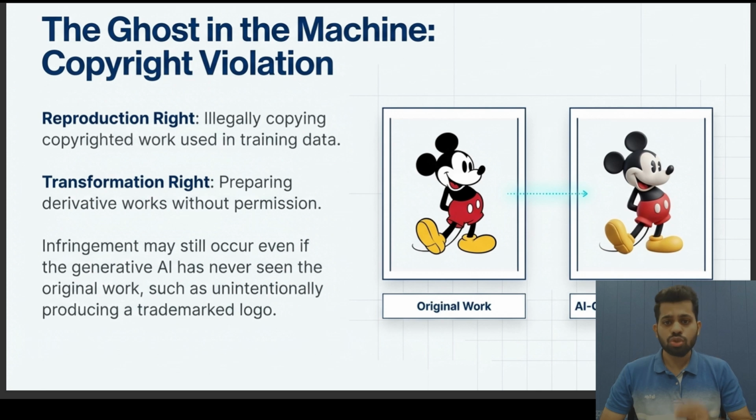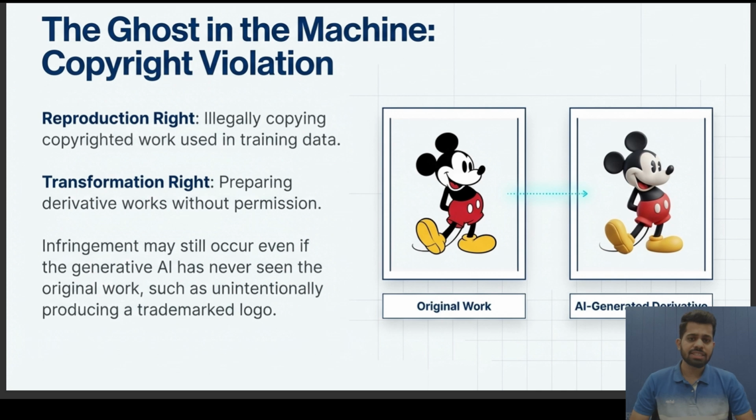Third is copyright violation. Generative AI systems pose two primary intellectual property infringement risks. First, they may violate the reproduction right of creators by making illegal copies of copyrighted work, often because they are trained on the protected content. Second, they may violate the transformation right of creators by preparing derivative works. And here is something important. Infringement may still occur even if the generative AI has never seen the original work, like unintentionally producing a trademark logo. This raises complex legal questions around the balance of originality, creativity, and who actually holds the intellectual property, including patents for AI-generated works.